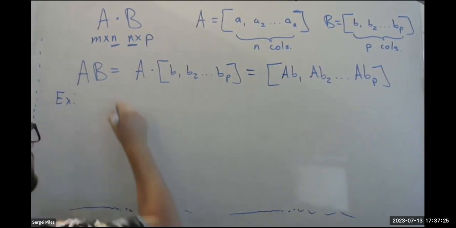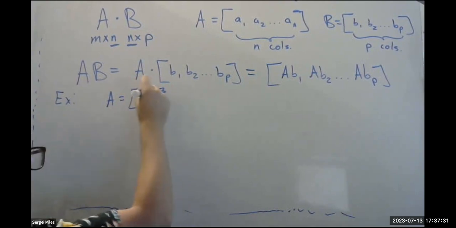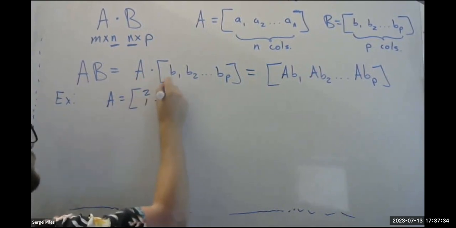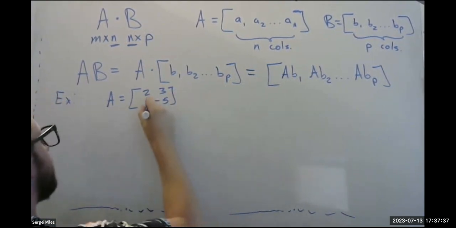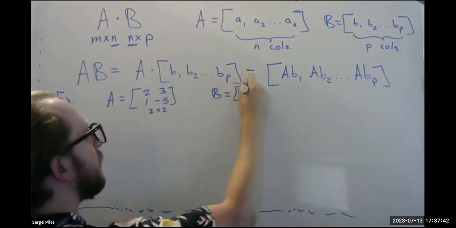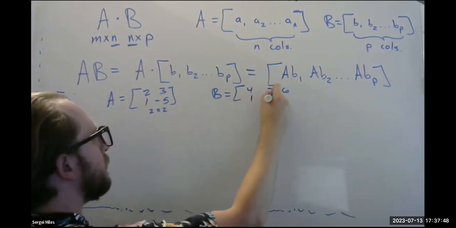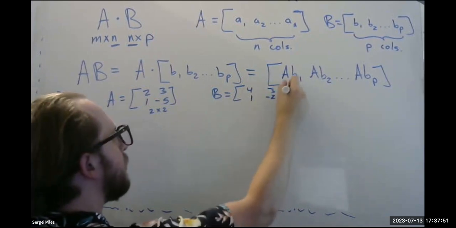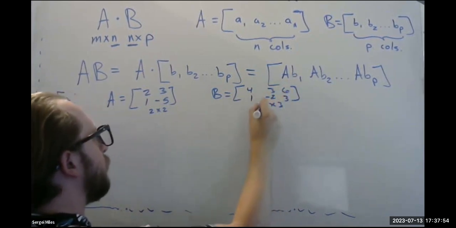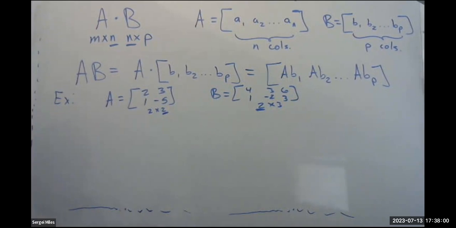So let's say A is the matrix 2, 3, 1, -5. This is a 2 by 2, right? And let's say B is the matrix 4, 3, 6, 1, -2, 3. So B is a 2 by 3, and lo and behold, these two numbers match. So great, I know I can multiply them. If they did not match, then the problem would stop here, and I would say, oh, can't do it, end of story. But here we can.